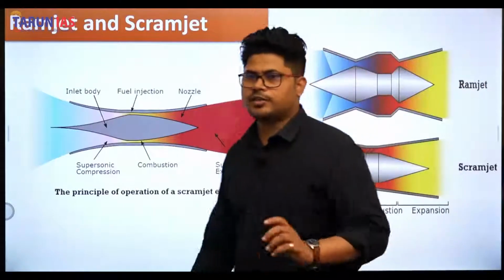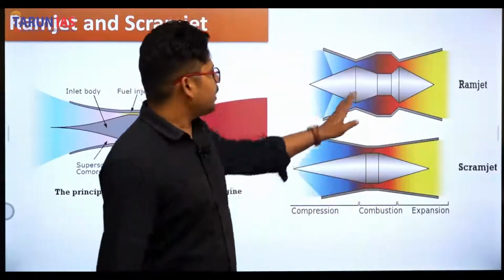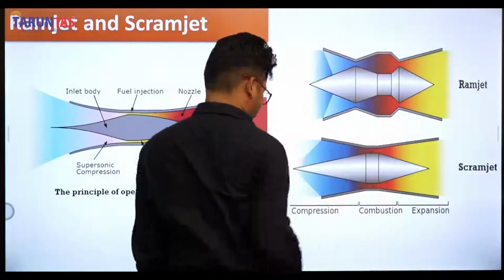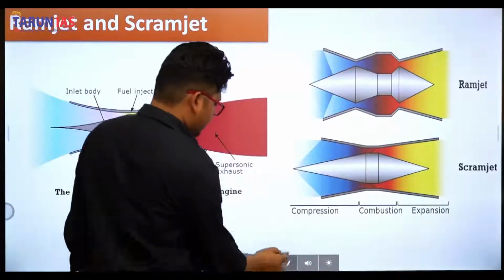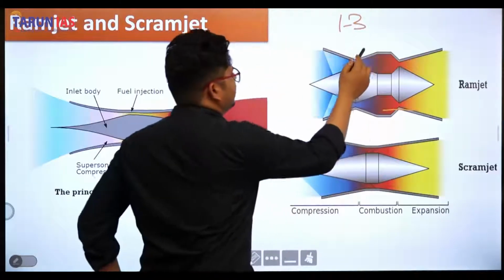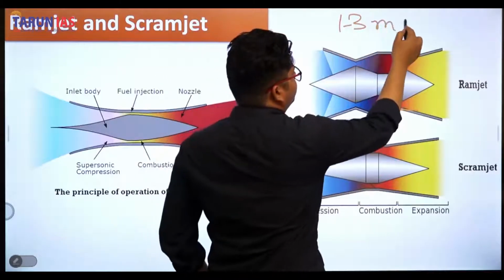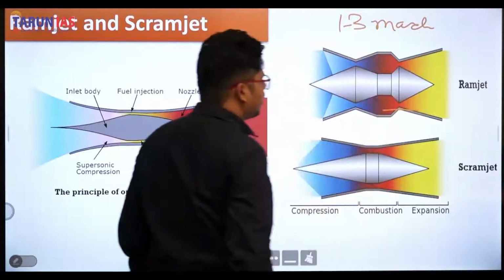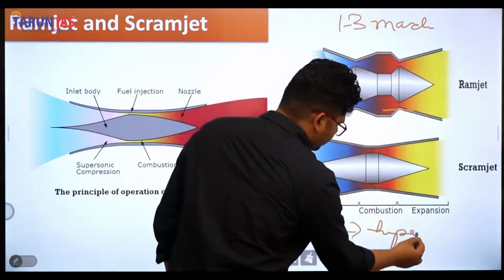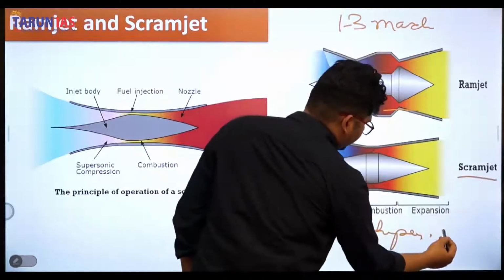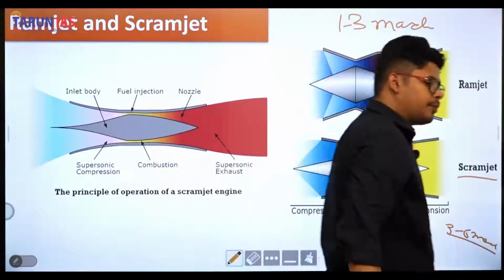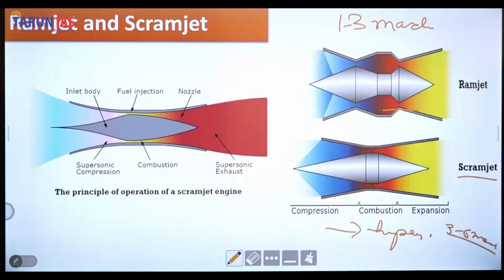So ramjet and scramjet have a very basic difference. For UPSC understanding, we need to have this basic understanding that ramjet operates at speeds between 1 to 3 Mach, and scramjet operates up to 3 to 6 Mach. This is hypersonic speed.